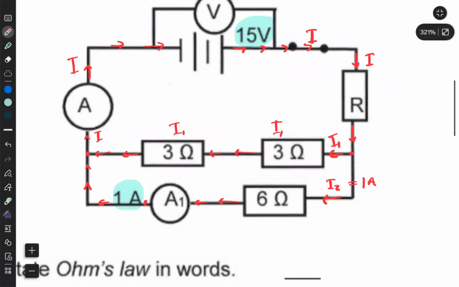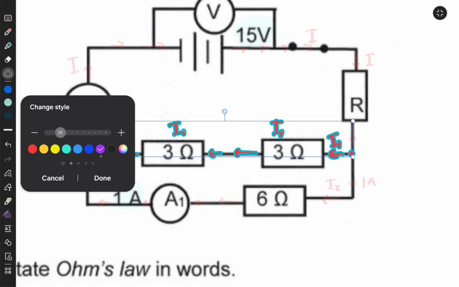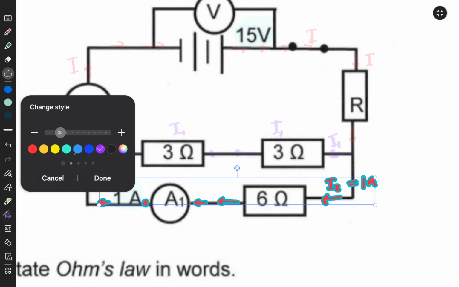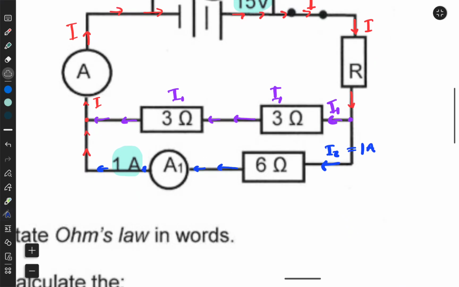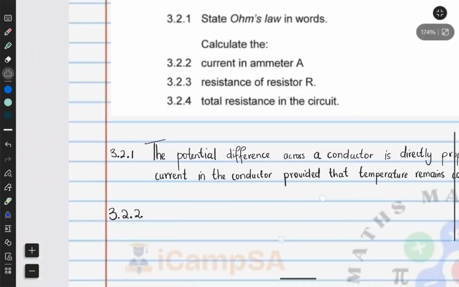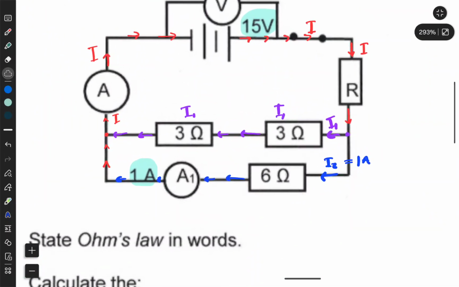So this is what we have, and then I can split it. I can get this to be my I1, and I make my I1 a different color, and I make my I2 a different color. Now you can see what's happening. Basically, I have two currents for the two branches, and there are two colors. So 3.2.2, we want the current in the ammeter.